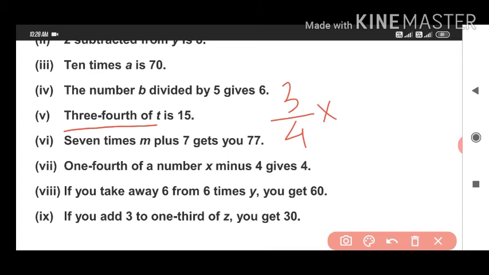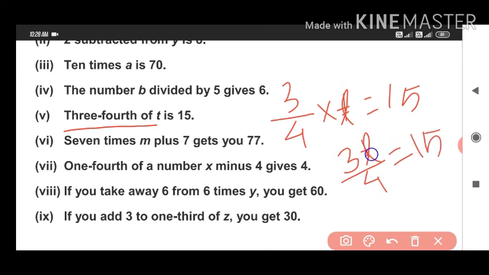So 3/4 means 3 upon 4, of means multiply t, is equal to 15. This is not plus, this is t. You can skip the multiply symbol, because 3 into t becomes 3t. So 3t upon 4 is equal to 15. This is the equation for question number 5.